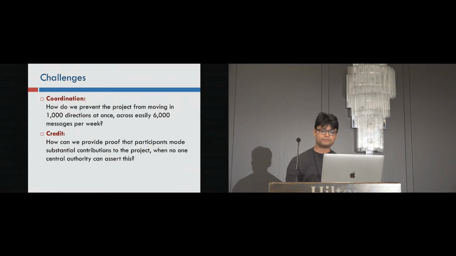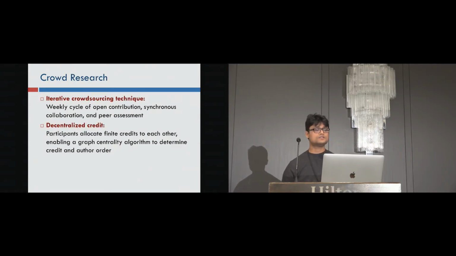To address these challenges, we created an iterative crowdsourcing technique, which consisted of a weekly cycle of open contribution, synchronous collaboration, and peer assessment. And for credit, we created a decentralized mechanism where people could give finite credits to each other, enabling a graph centrality algorithm to determine credit and author order.